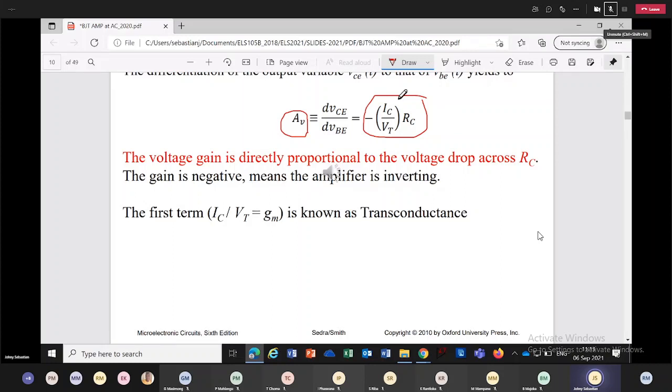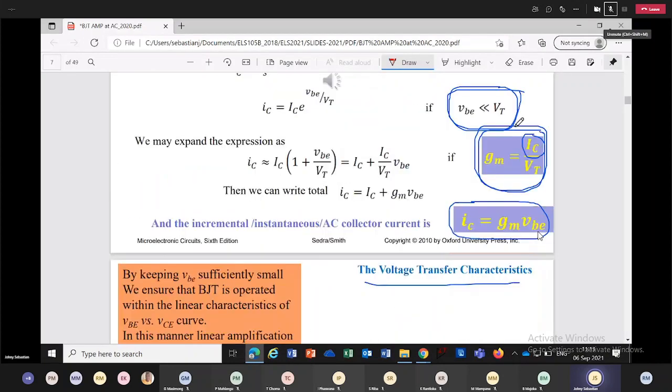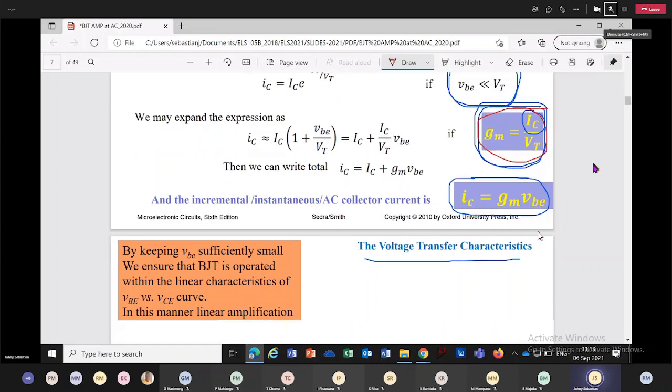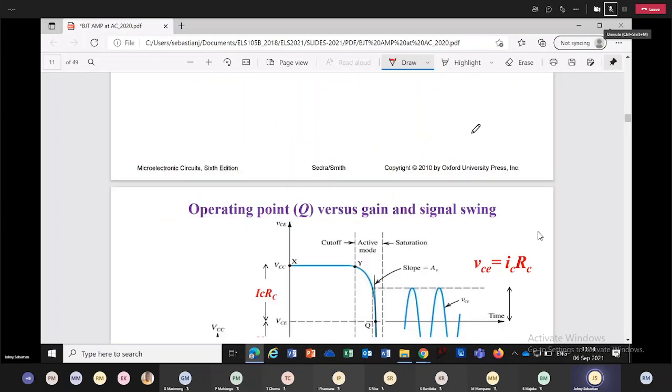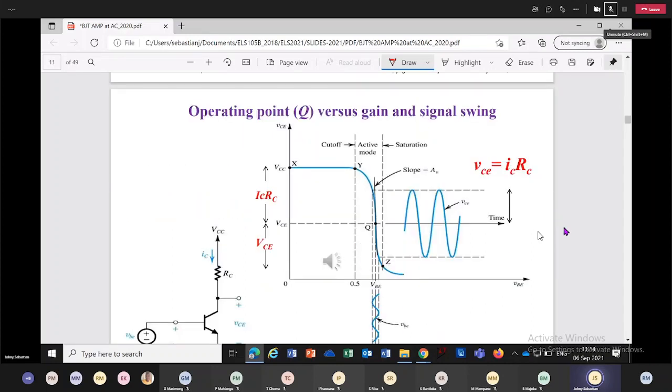Now, this term IC over VT, we have seen that before. IC over VT is called transconductance. So if you put that down here, your AV is minus GM times RC. This is the explanation of what we discussed before.